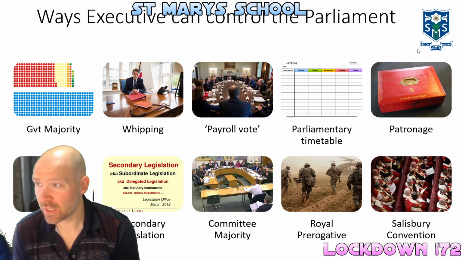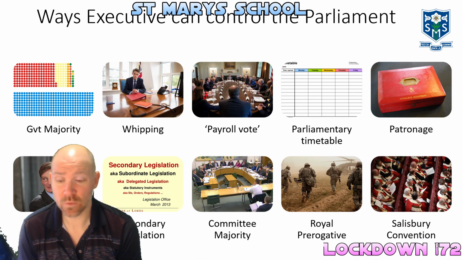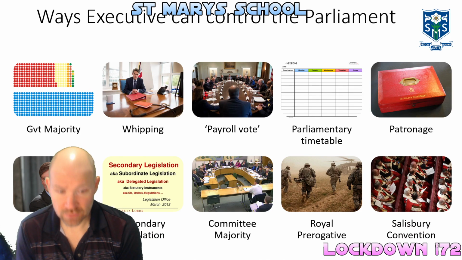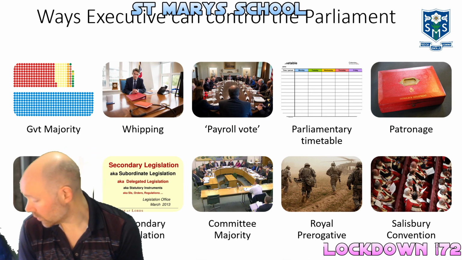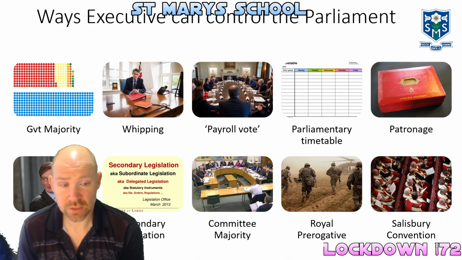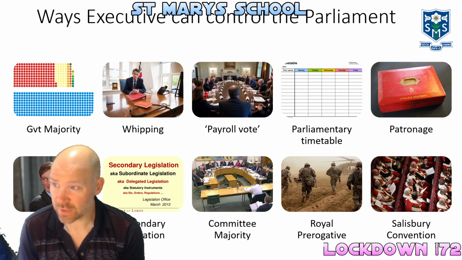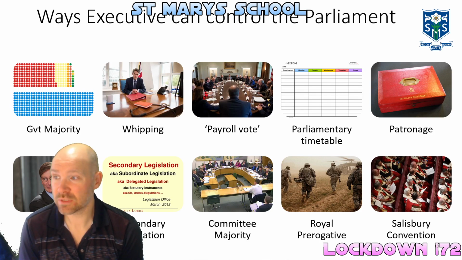And lastly, in the previous video, the last thing I pointed out was that the House of Lords can try to slow down and prevent and block the government in many ways, or simply provide an alternative viewpoint. But the Salisbury Convention means that the House of Lords tends to let anything that was in the government's manifesto go through and not vote against it.